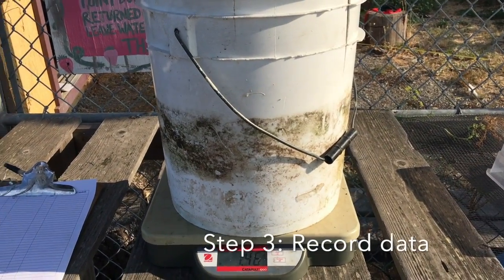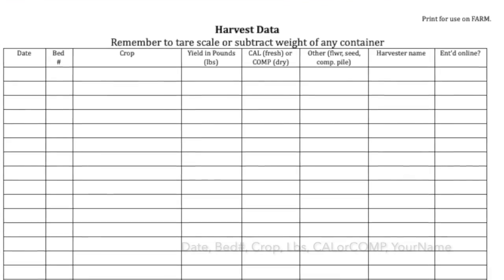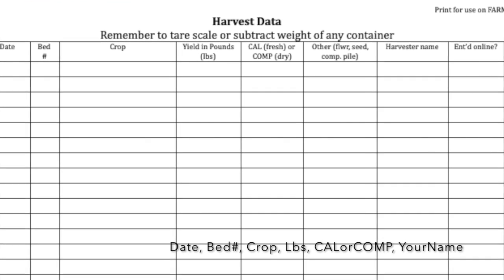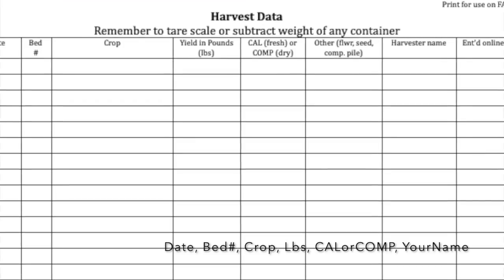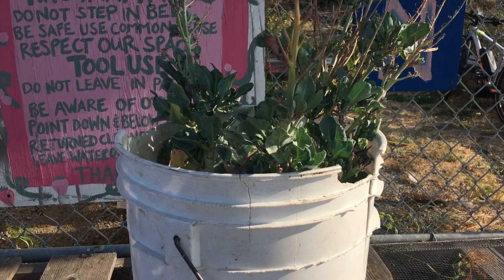And that is what I will record on my data sheet, and I will show you how to do that. I will record the name cabbage. I will record 1.46 pounds. I'll record the bed it came from, in this case, bed A1. And I will record that in this case, the cabbage is for compost.